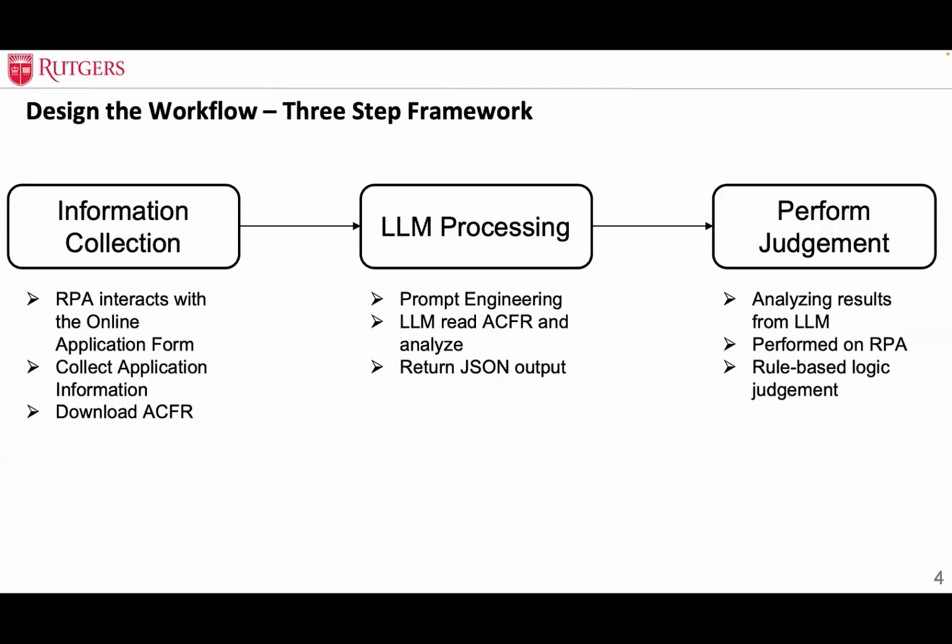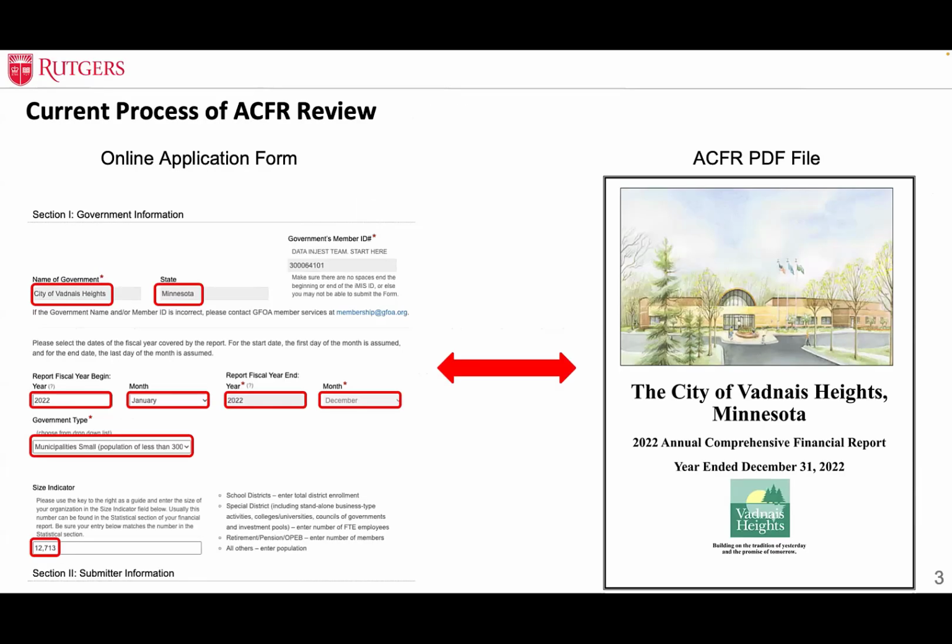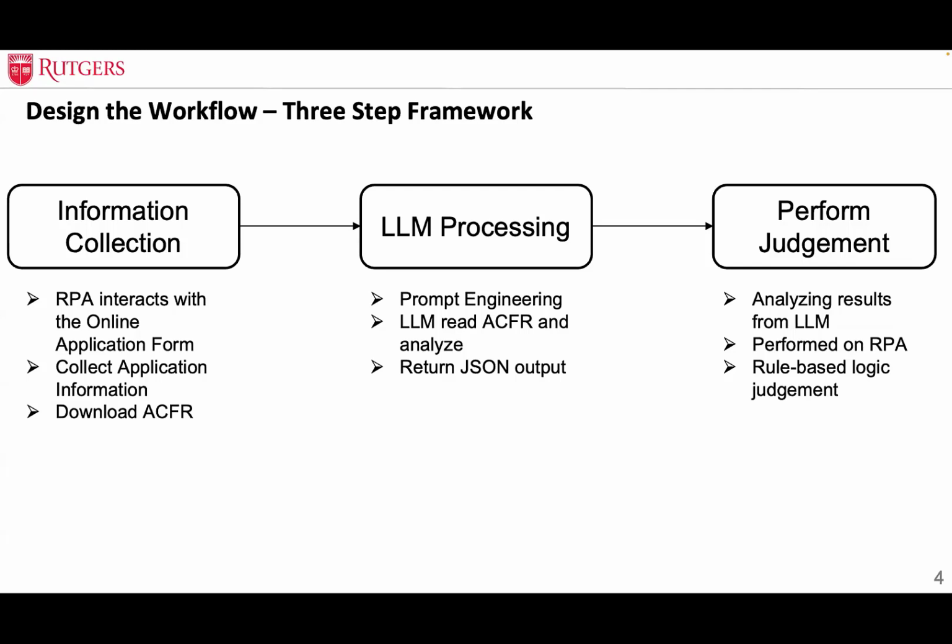So to automate this process, we designed a 3-step framework. With the first step, use the conventional RPA technology to interact with their online application form to collect those information, which we highlighted here, like the name, the state, etc. And to download the financial reports and store it into a local folder for the second step LLM processing to use. So that's a basic conventional RPA technology to interact with the web browser, to click something, store the files.